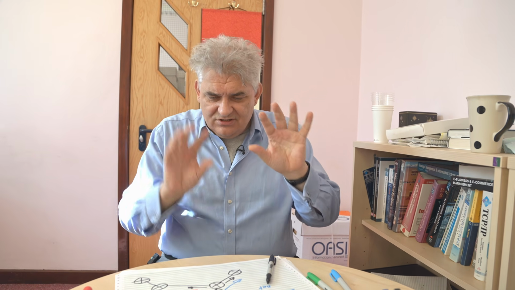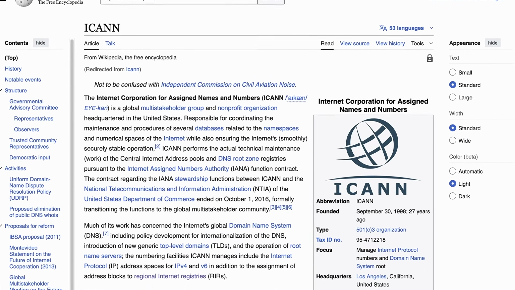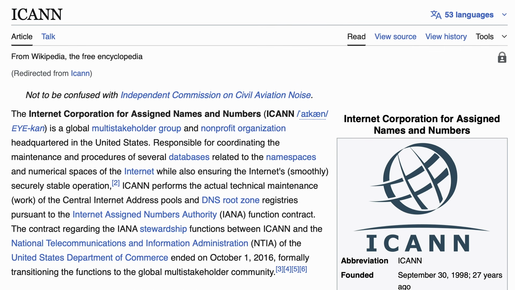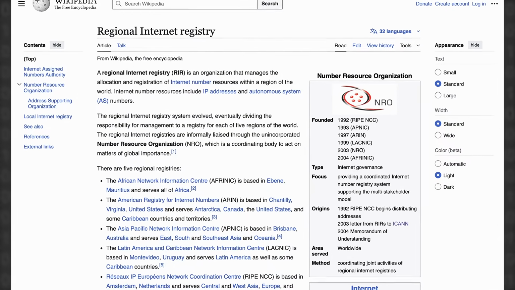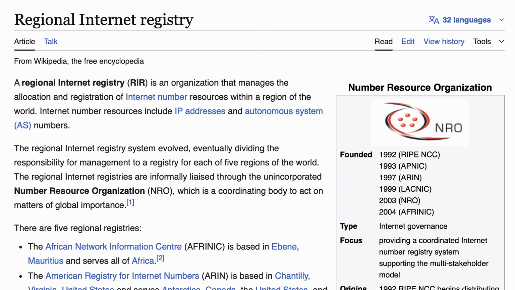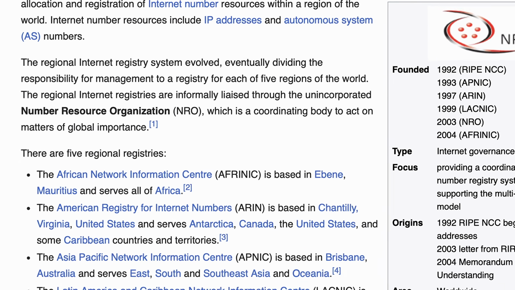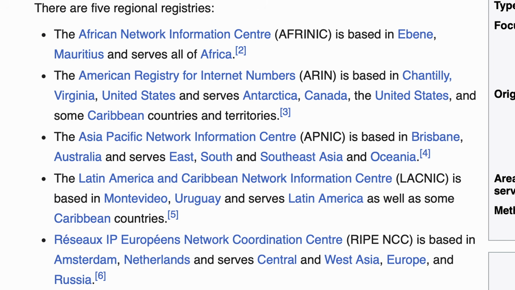Now this falls under the purview of several organizations, ICANN, the Internet Corporation for Assignment of Names and Numbers. That's the global body, but regionally we have the RIRs, the regional assignment people. I won't even try to remember what they all are. There's around about 5 of them. There's one for Africa, one for North America and Canada, one for Europe, Russia, and I think a bit of the Middle East, and one for almost all of Asia and Australia.